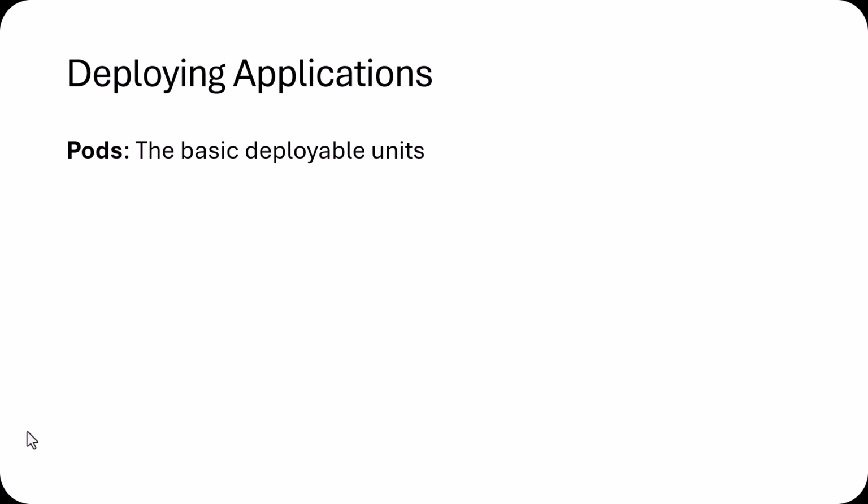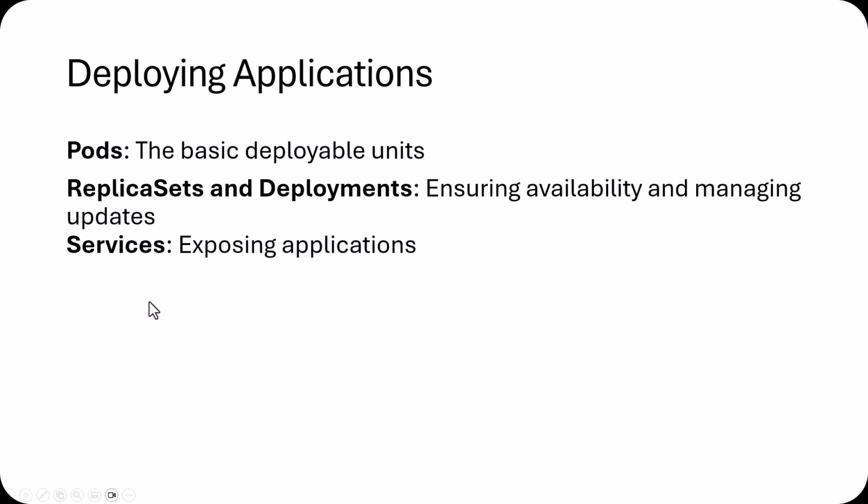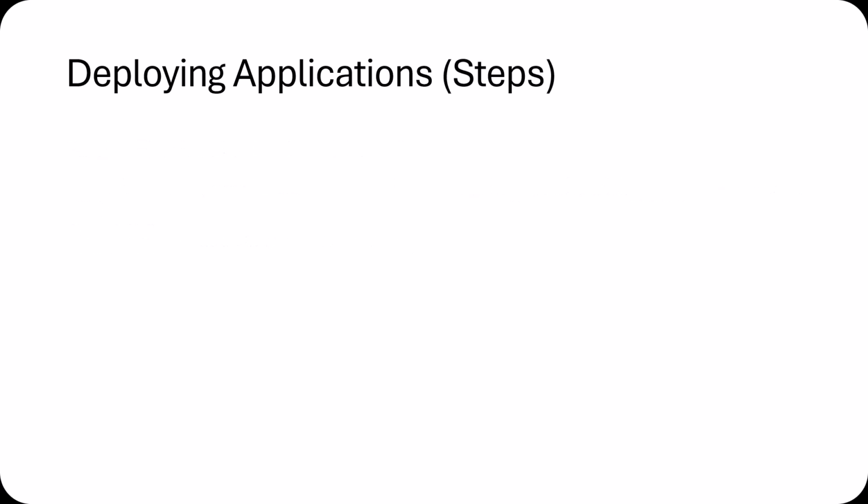Now deploying applications in Kubernetes starts with pods, which are the basic deployable units that can contain one or more containers. To ensure high availability, we use replica sets and deployments, ensuring availability and managing updates. And services are exposing applications.